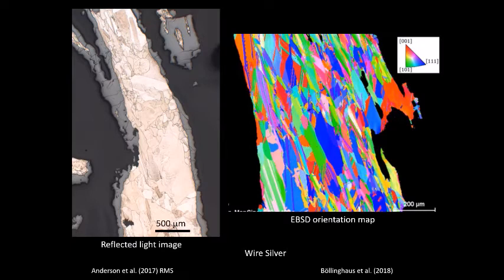This was published in Bollinghouse et al. in 2018. And what you can see is the same sort of texture that we see in the reflected light image here on the left and the previous image of the surface of the synthetic wires. In all cases, wire silvers are comprised of multiple single crystals that aren't very elongate whisker-like crystals, but are more equant with a slight elongation and potentially slight preferred orientation along the wire direction.